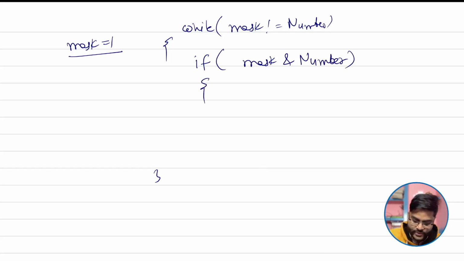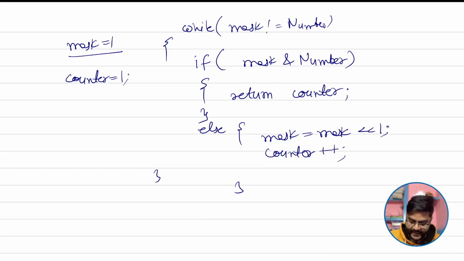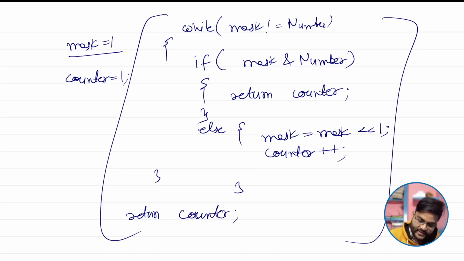If it is non-zero, then I will return the counter. It means that we got our rightmost set bit. Initially the counter will also be 1. And in the else part, I will left shift my mask by 1 and increment my counter. And at the end also, I can return my counter. This is pseudo code, right? You can optimize these conditions.